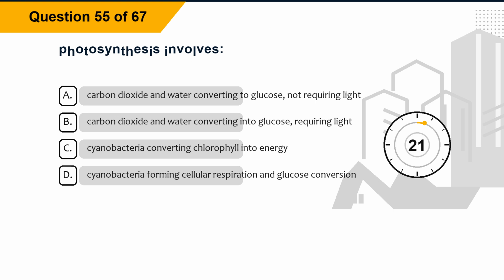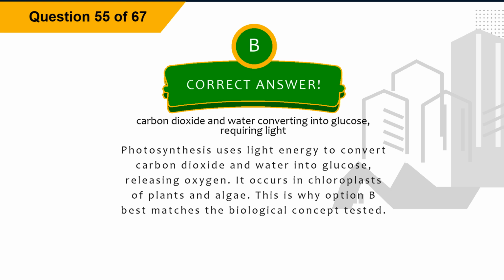Question 55. Photosynthesis involves. Option A, carbon dioxide and water converting to glucose, not requiring light. Option B, carbon dioxide and water converting into glucose, requiring light. Option C, cyanobacteria converting chlorophyll into energy. Option D, cyanobacteria forming cellular respiration and glucose conversion. The correct answer is option B, carbon dioxide and water converting into glucose, requiring light. Explanation. Photosynthesis uses light energy to convert carbon dioxide and water into glucose, releasing oxygen. It occurs in chloroplasts of plants and algae. This is why option B best matches the biological concept tested.